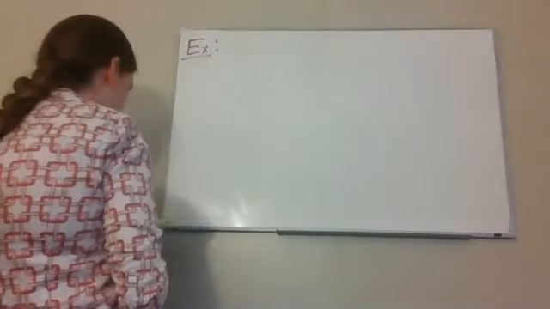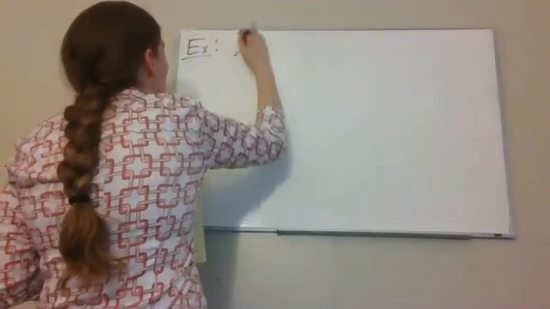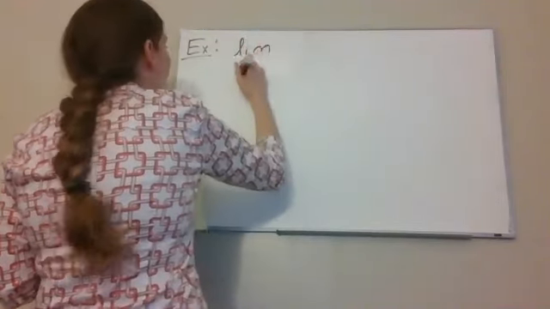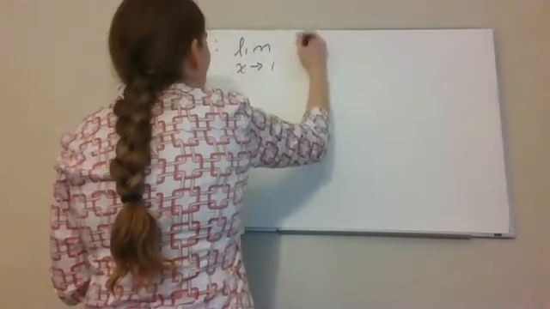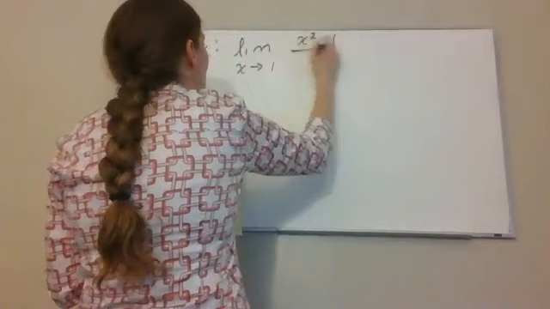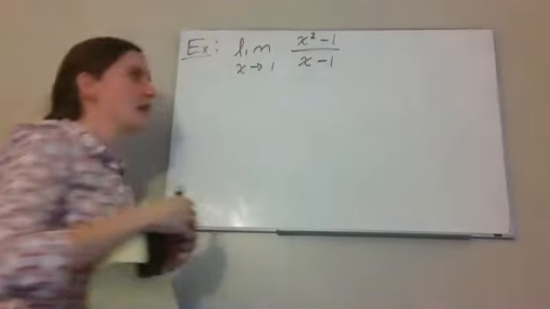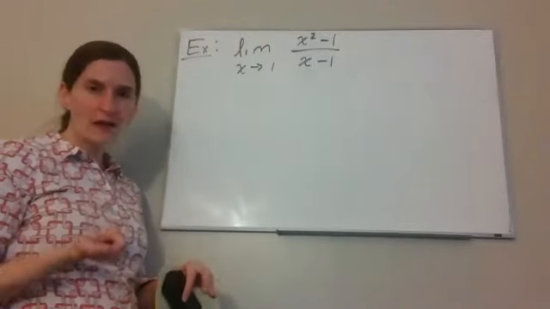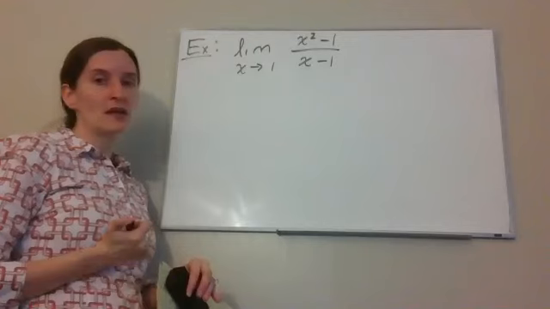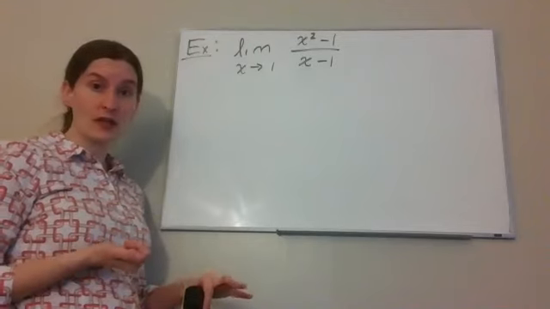So our next example, let's try to do the limit as x approaches 1 of x squared minus 1 over x minus 1. Now remember, the first thing you should always try to do is try direct substitution, because it usually doesn't take too long to try that, and if it works, then you're finished.